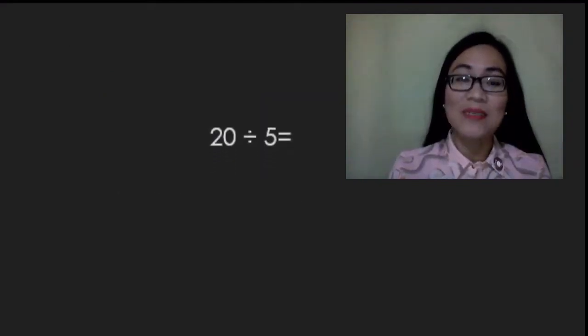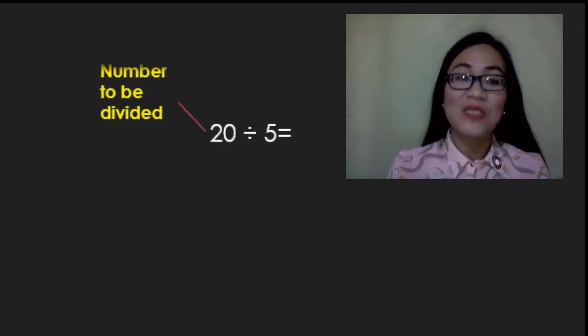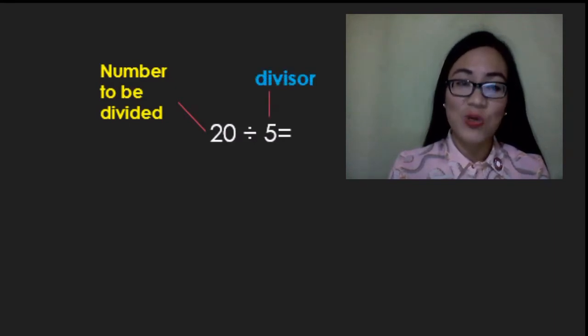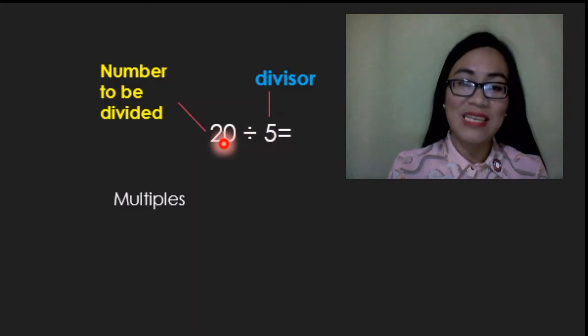Next example, 20 divided by 5. Here, 20 is the number to be divided and 5 is the divisor. Now we are going to use the divisor to find the multiples. And the divisor here is 5, and the number to be divided is 20.